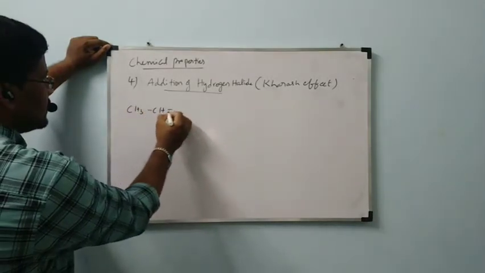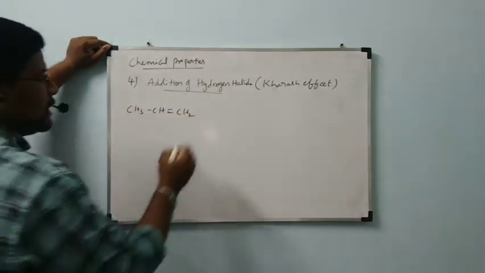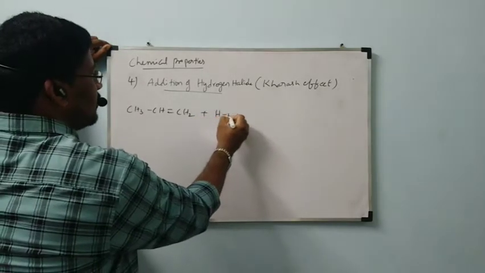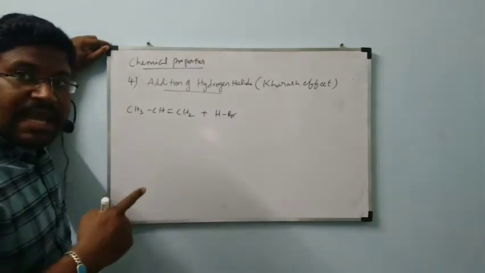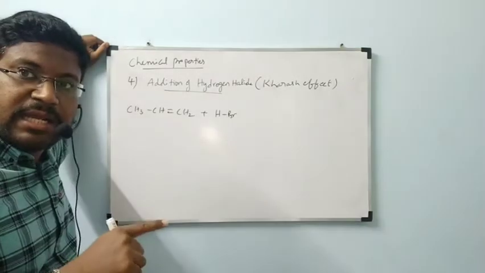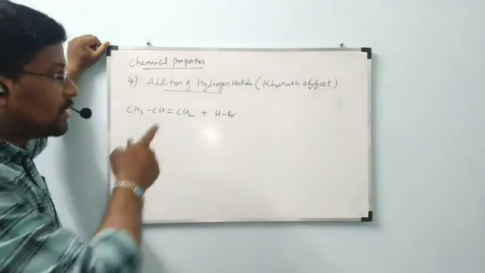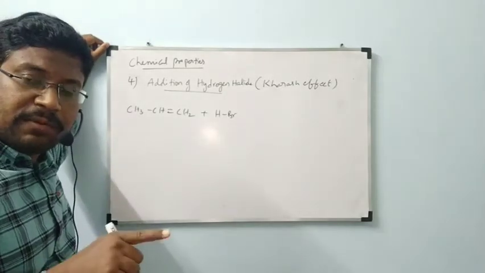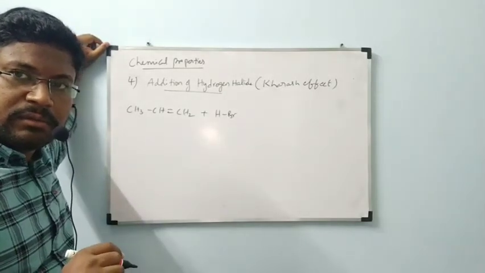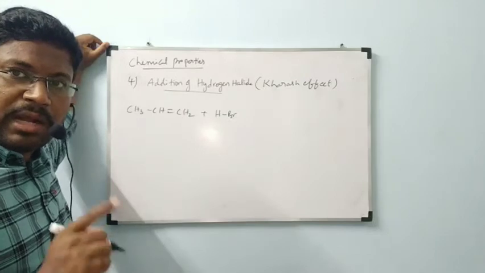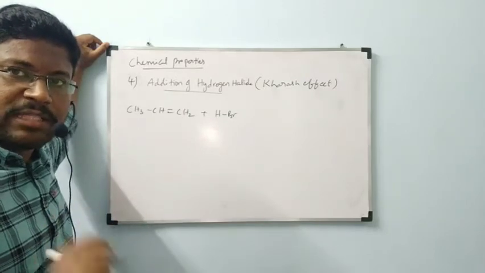CH3CH=CH2 reacts with HBr. This reaction is not possible with HI and HCl. With HBr only it is possible. This Kharasch effect is possible with only HBr. Note down that point: Kharasch effect is possible with only HBr.